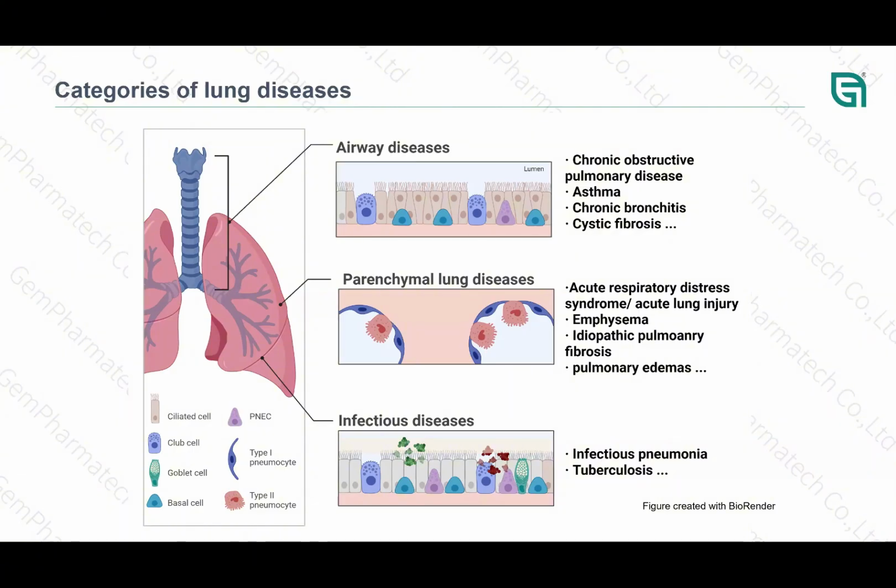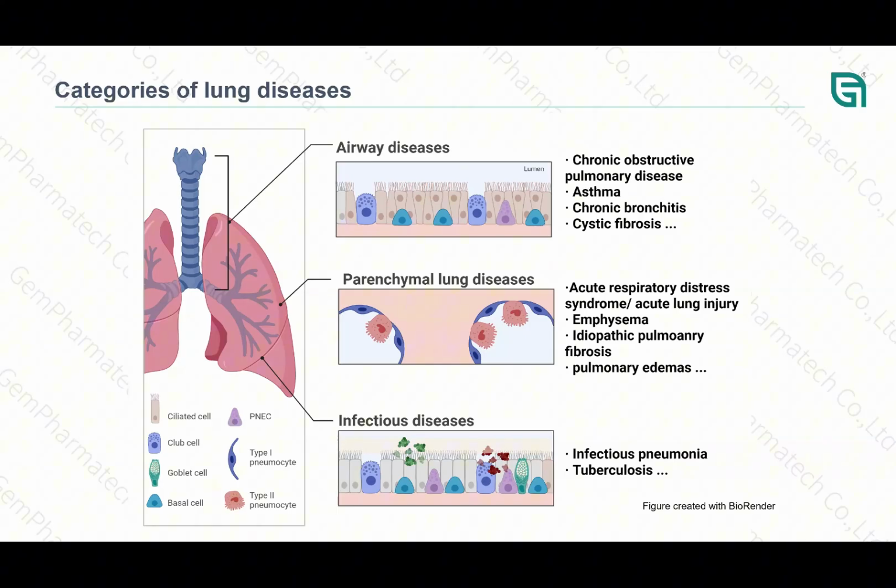The second one is the parenchymal lung diseases, like acute respiratory distress syndrome, idiopathic pulmonary fibrosis, and other interstitial lung diseases, marked by abnormal tissue scarring that irreversibly impairs lung function. And these kinds of diseases have a high mortality rate and limited treatment options in the clinic.